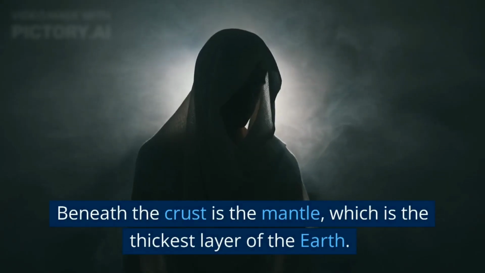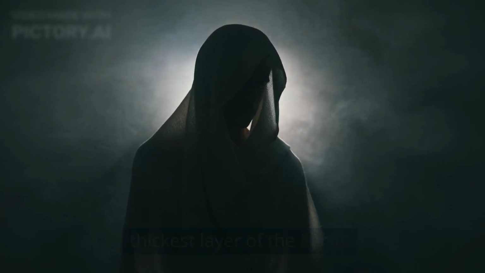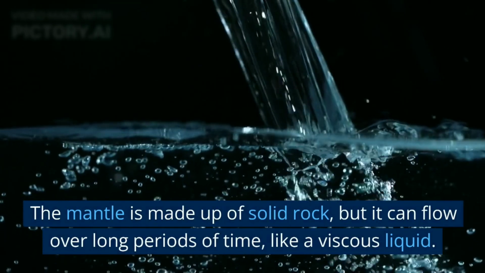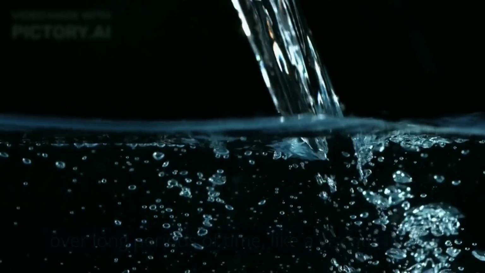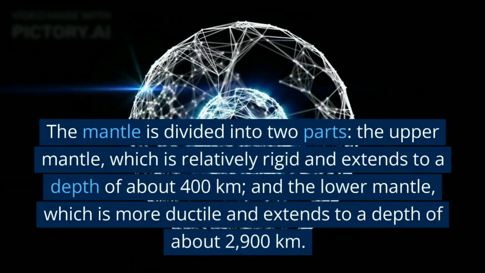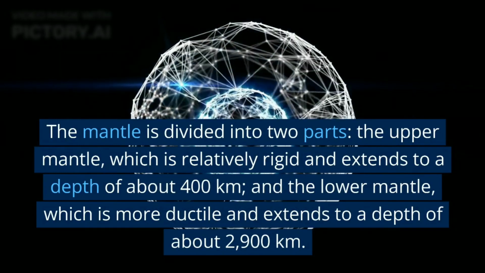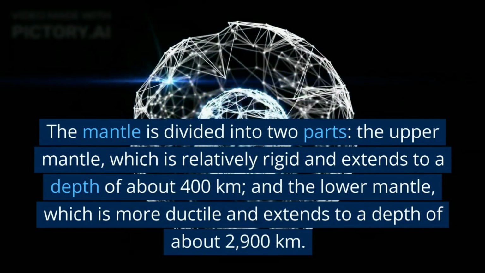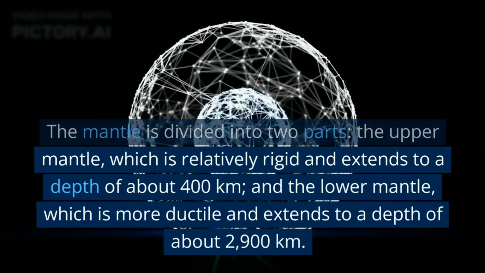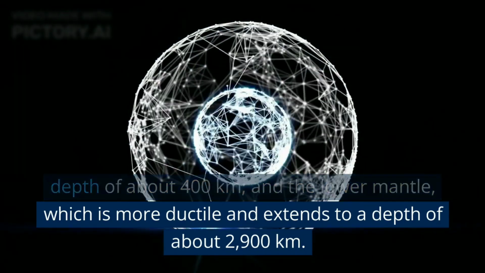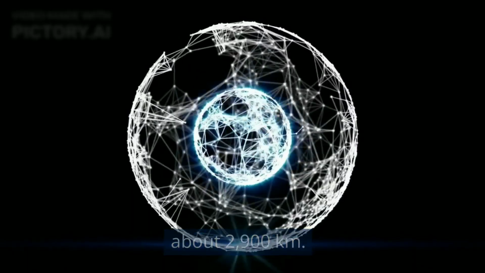Beneath the crust is the mantle, which is the thickest layer of the Earth. The mantle is made up of solid rock, but it can flow over long periods of time, like a viscous liquid. The mantle is divided into two parts. The upper mantle, which is relatively rigid and extends to a depth of about 400 kilometers. And the lower mantle, which is more ductile and extends to a depth of about 2,900 kilometers.